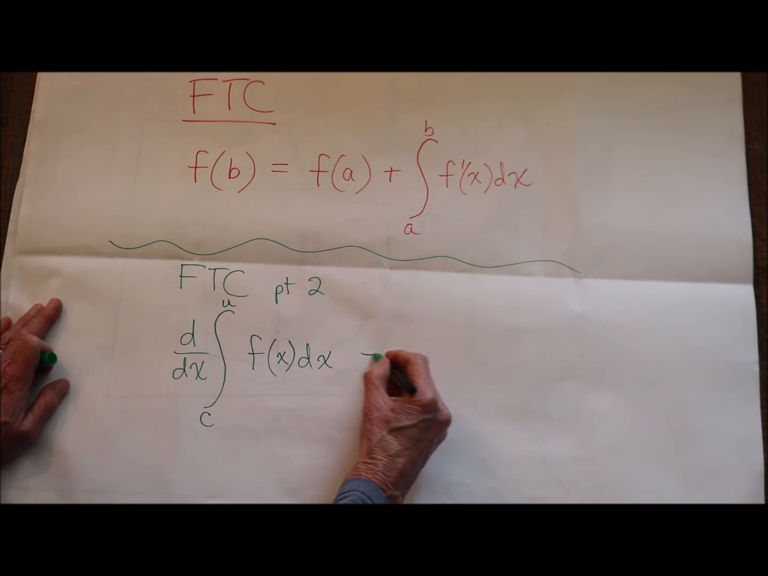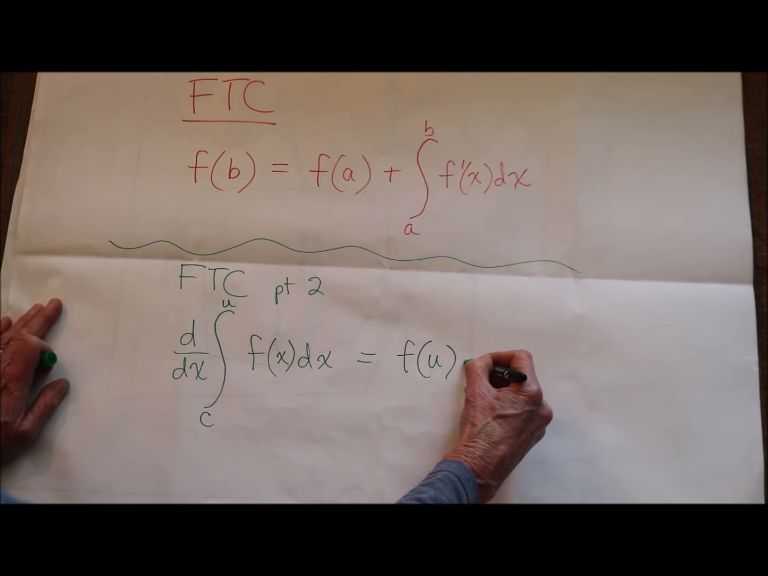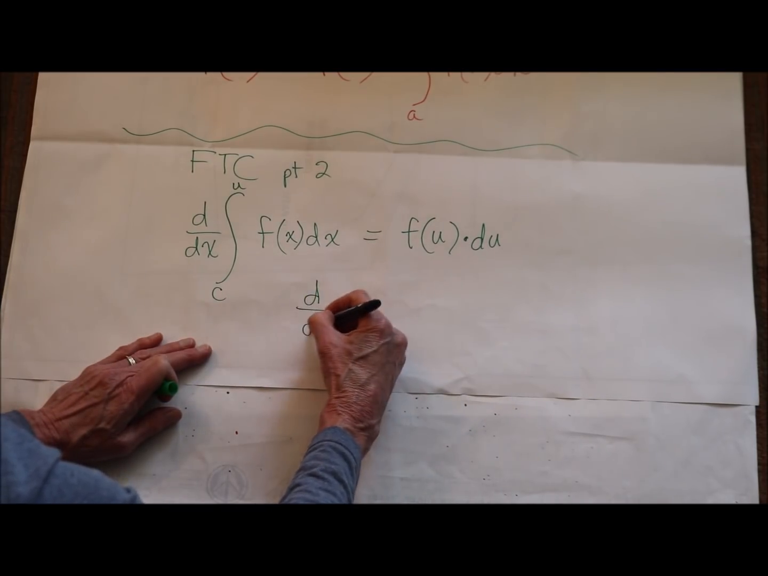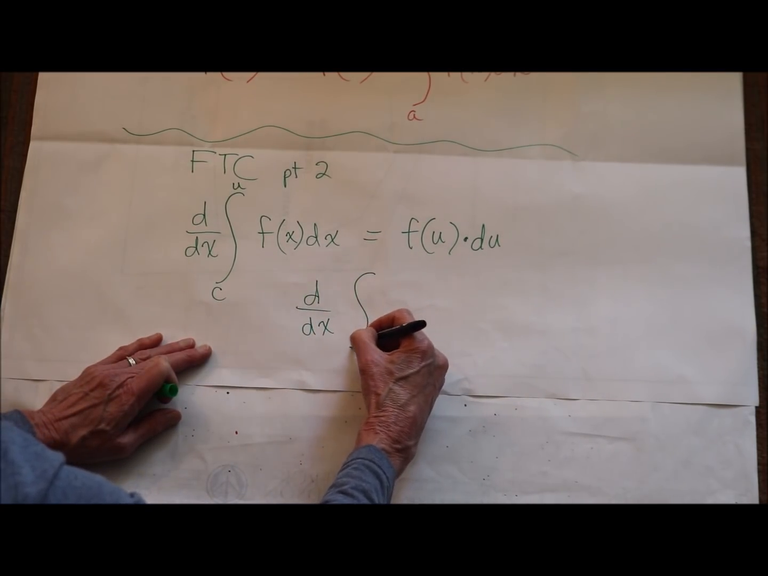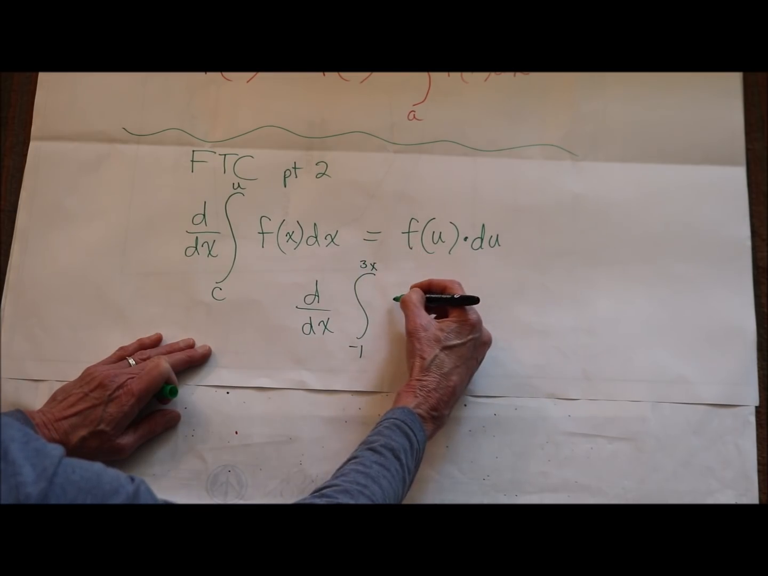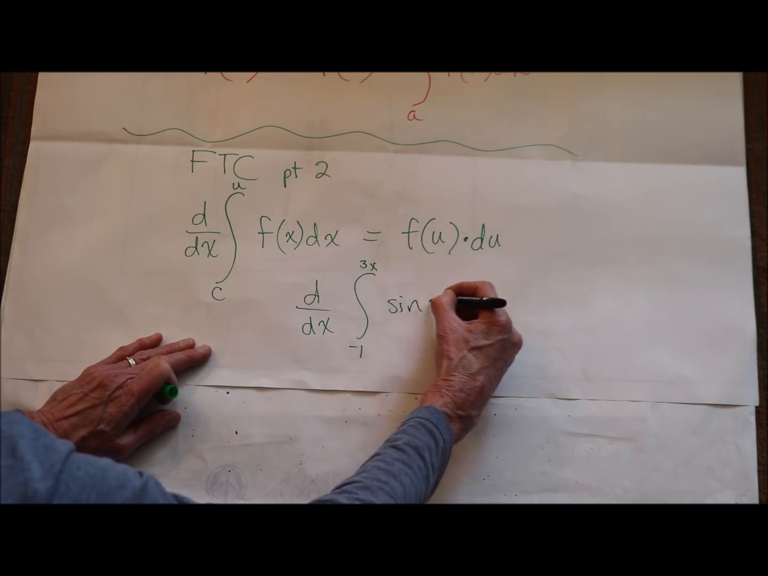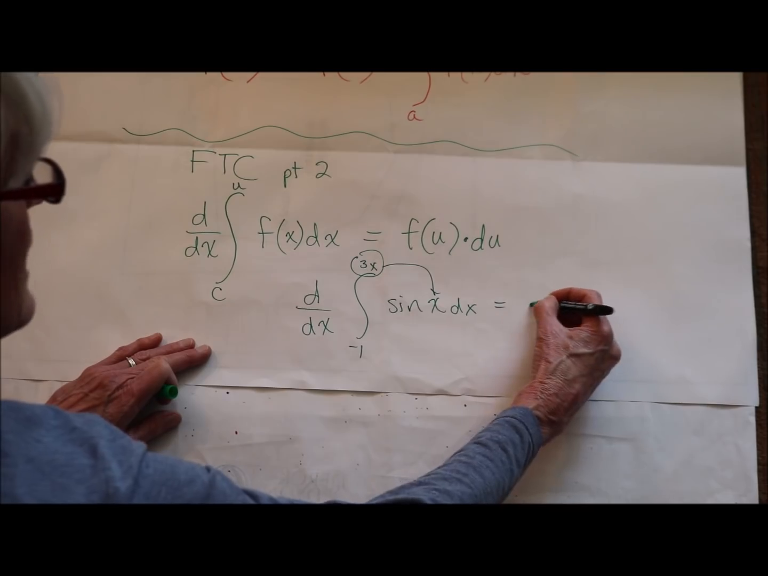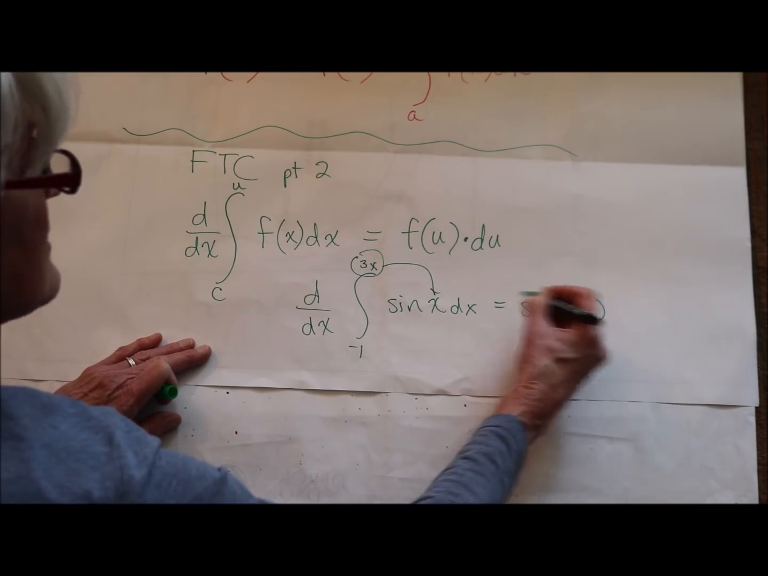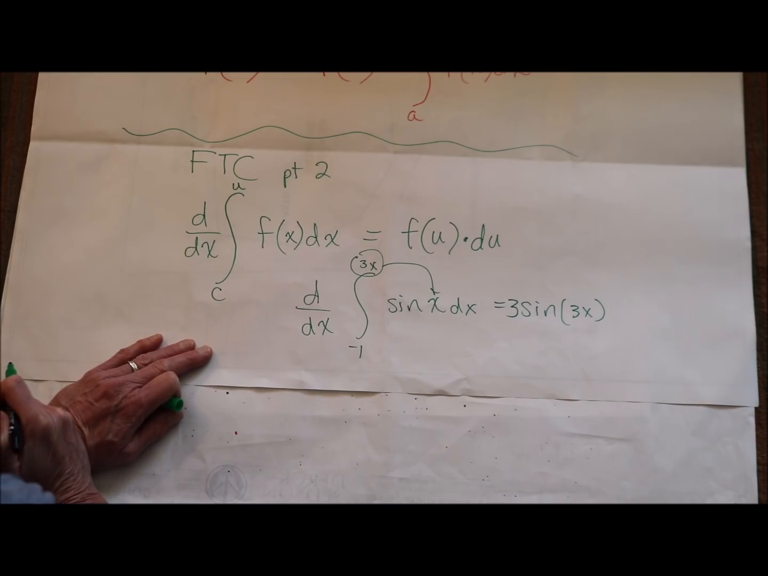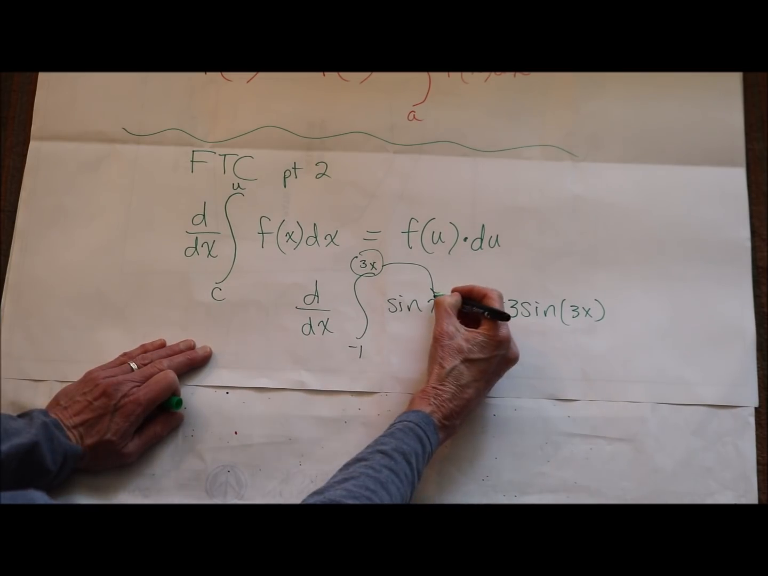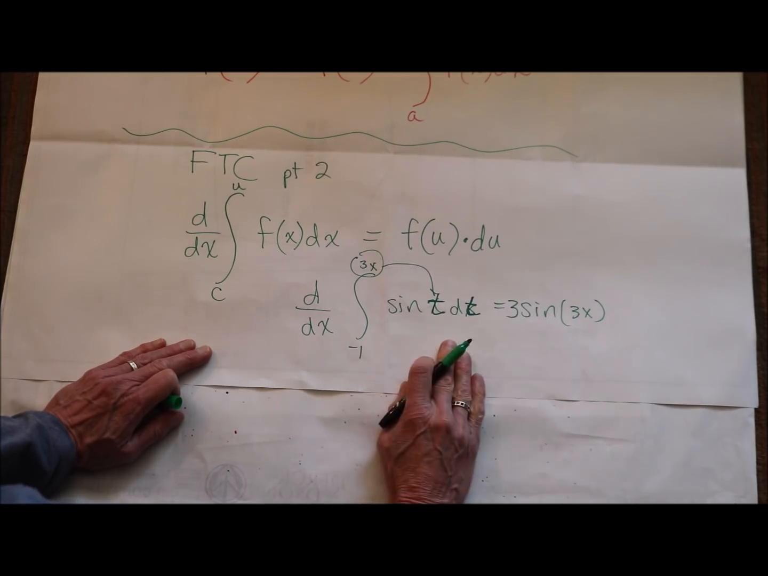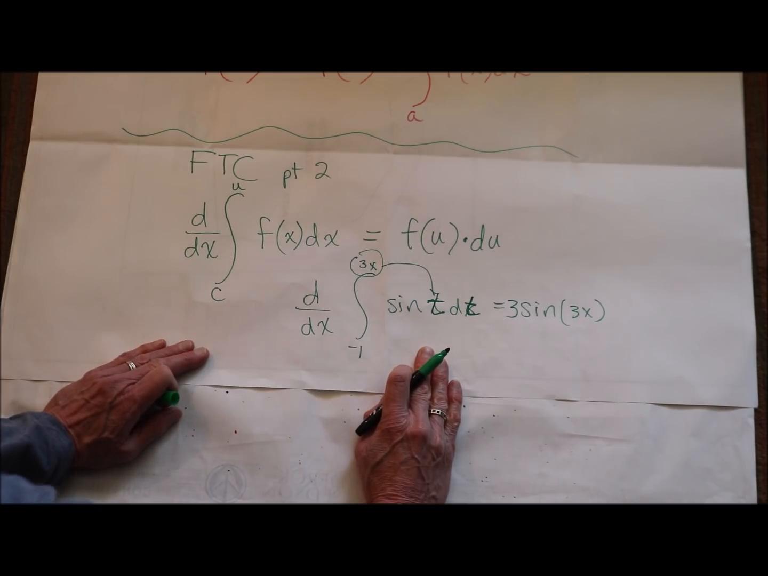The derivative undoes the integral, and that's just f of u times the chain rule, du, right? So for example, if I'm taking the derivative of an integral from -1 to 3x of, I don't know, the sine of x dx, then that would be sine of 3x times 3. Right? I should really have used a dummy variable. You usually have a dummy variable here instead of x. But that's the fundamental theorem of calculus part 2.